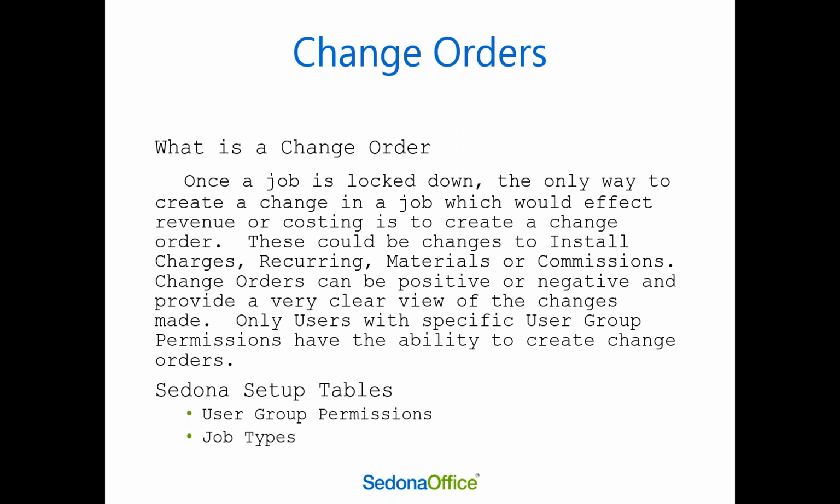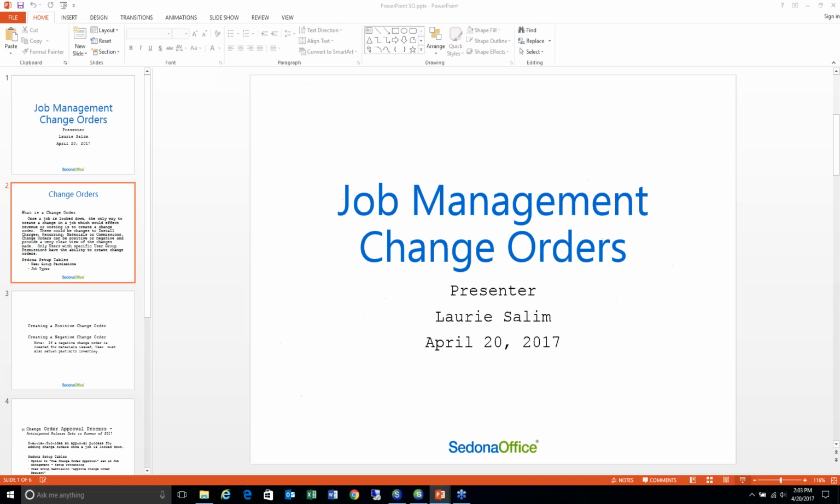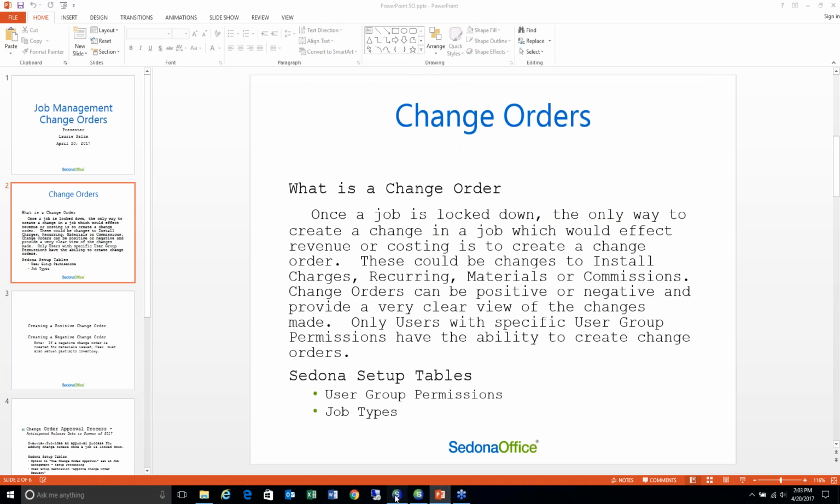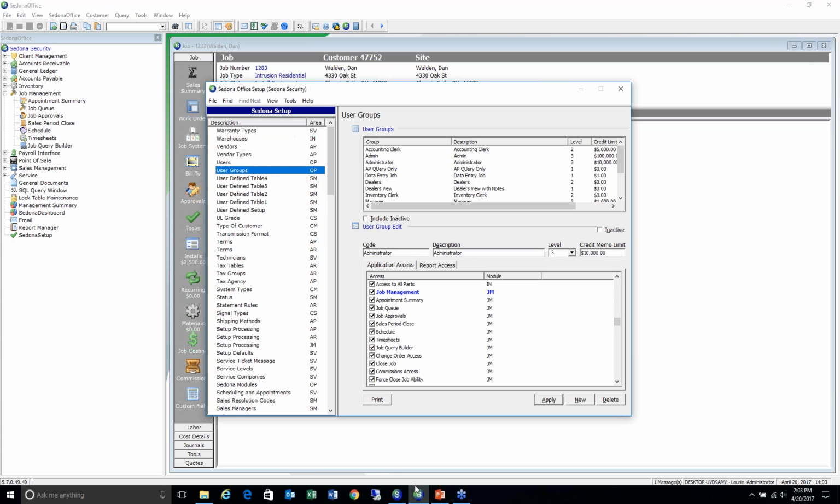There are two main areas in the Sedona setup tables which affect change orders. So I'm going to switch now to my SedonaOffice database, and we can look at the setup tables here. The first one is going to be your user group rights. I think most of you know that every user is assigned to a user group, and the user group determines what rights you have in the application. Under the user group setup, in job management, there is one for change order access. If you have change order access, then you can create change orders.